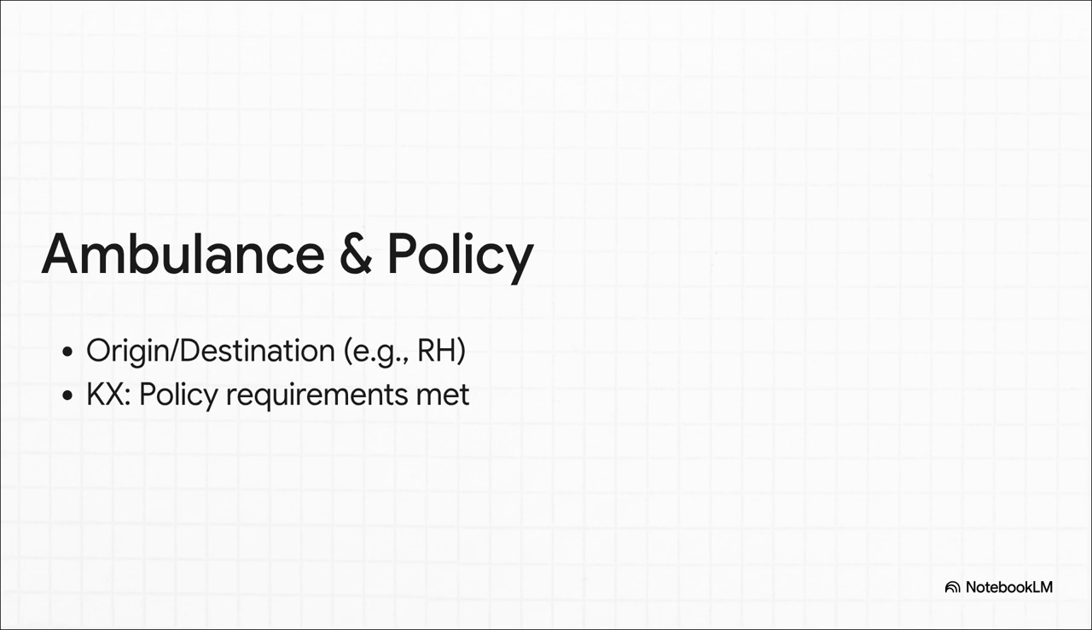Next up, we have ambulance and policy modifiers. Now, ambulance codes use these unique 2-letter combinations that indicate the origin and the destination. For example, RH means a trip from a residence to a hospital. Simple enough, right? We also have the KX modifier, which is basically your way of telling the payer, yes, absolutely all the requirements specified in your strict medical policy have been completely met.